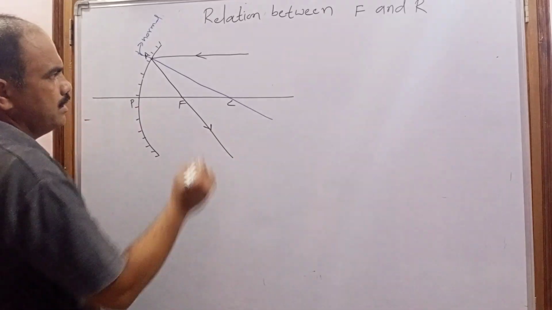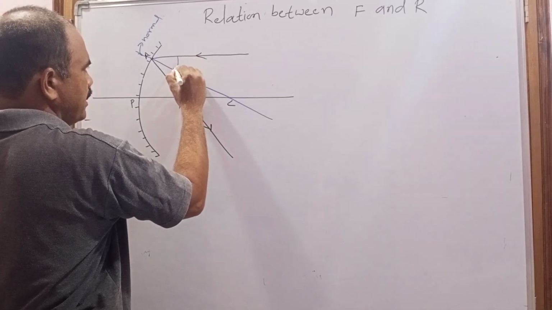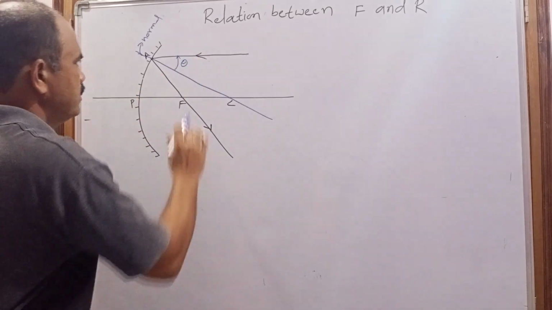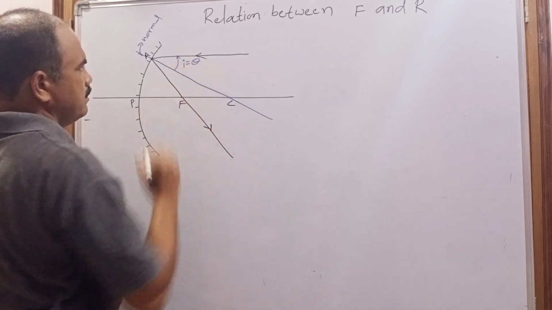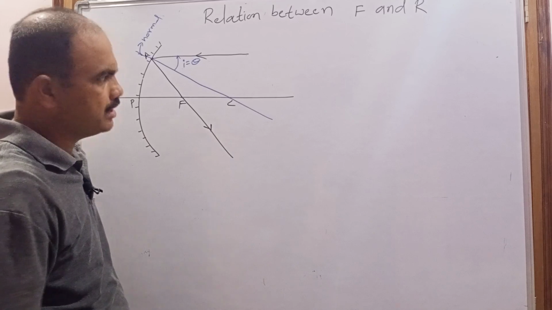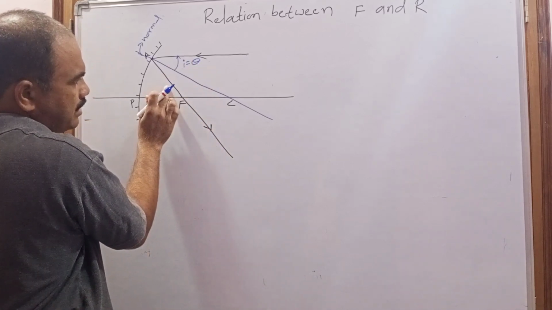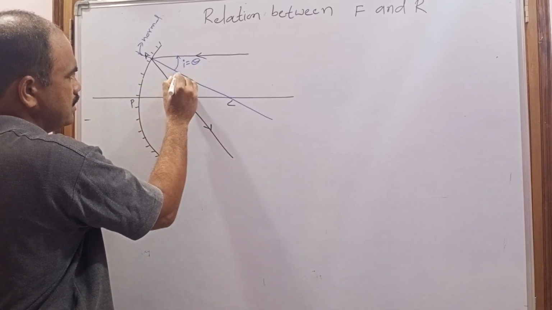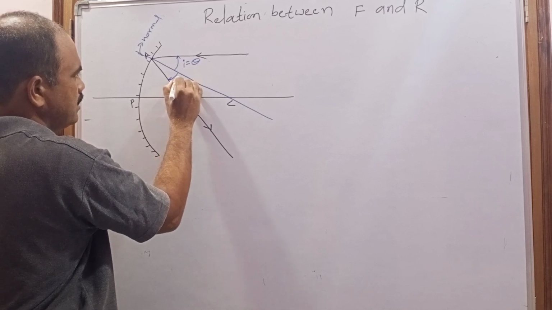Now, already you know that the angle between the normal and the incident ray is known as the angle of incidence. That is theta. This is the angle of incidence, theta. Now, according to the first law of reflection, the reflected ray makes the same angle with the normal. This is called the angle of reflection, so this is also theta.